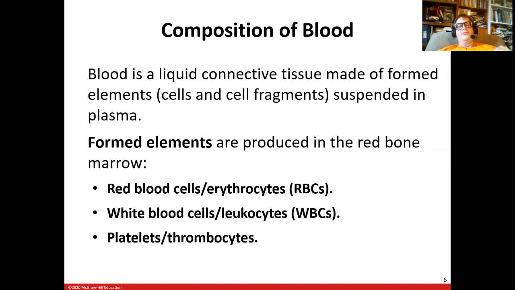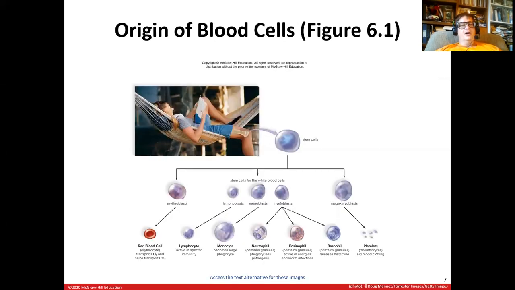The formed elements are made in the bone marrow. So red blood cells are also called erythrocytes. It means red cell. White blood cells are also called leukocytes. It means white cell. And thrombocytes, I'm not sure the meaning of thrombo. I should look it up. But I would imagine it means piece of a cell because that's what platelets are. All right.